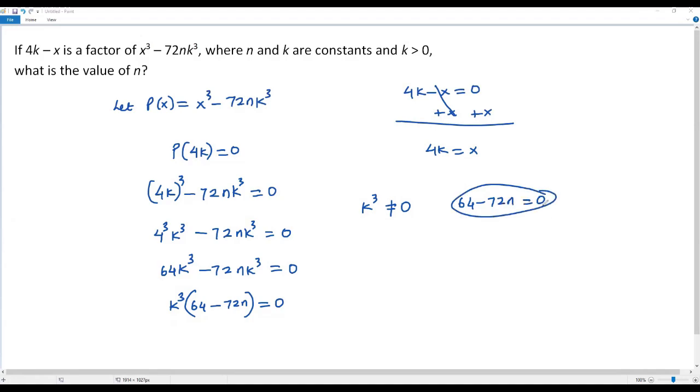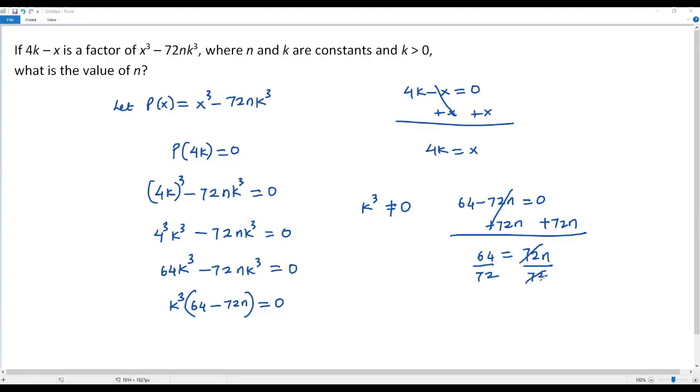Now let's solve for n in this equation. Let me add 72n to both sides of this equation. Then this negative 72n, positive 72n will cancel out. I am getting 64 on the left side. On the right side, I am getting 72n. Now let me divide both sides of this equation by 72. When I do so, this 72 will cancel out.